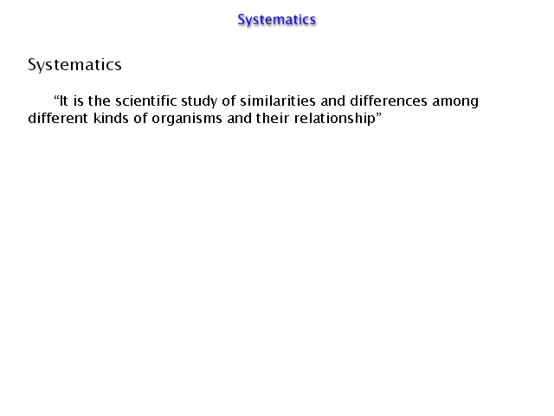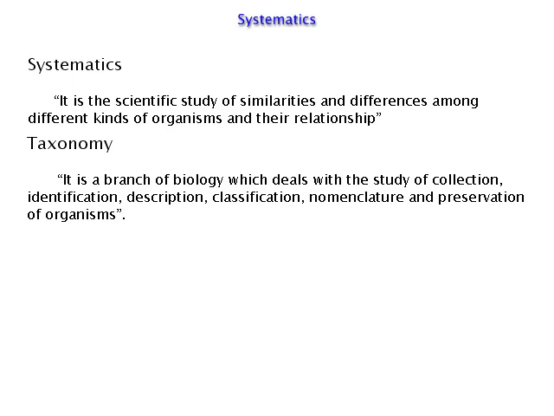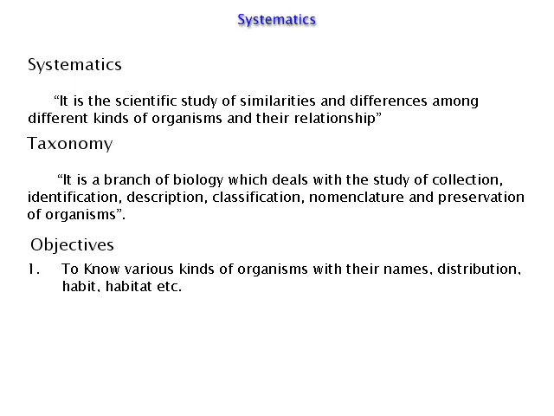Systematics. Systematics is the scientific study of similarities and differences among different kinds of organisms and their relationship. Taxonomy. It is a branch of biology which deals with the study of collection, identification, description, classification, nomenclature and preservation of organisms.